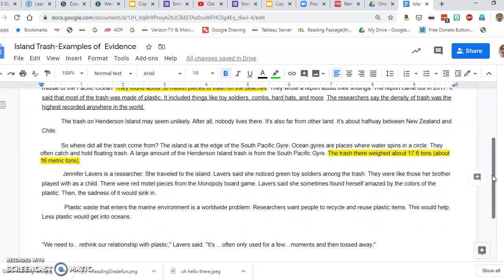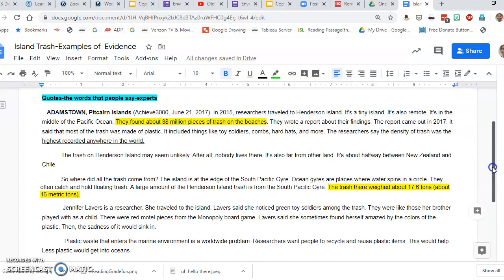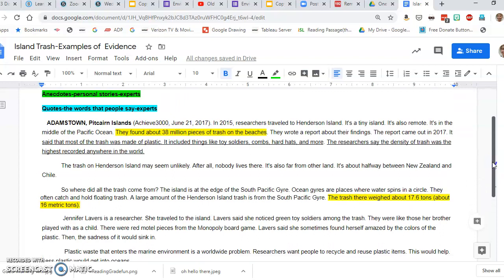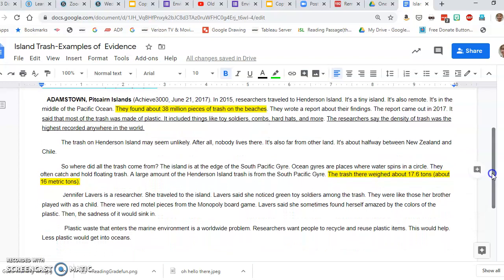Jennifer Lavers is a researcher. She traveled to the island. Lavers said she noticed green toy soldiers among the trash. They were like those her brother played with as a child. There were red motel pieces from the Monopoly board game. Lavers said she sometimes found herself amazed by the colors of the plastic. Then the sadness of it would sink in. Okay, I'm going to highlight this. I'm going to consider this an anecdote. This is something that this researcher has experienced. It's a story, her personal story. And so I'm going to highlight this in green.